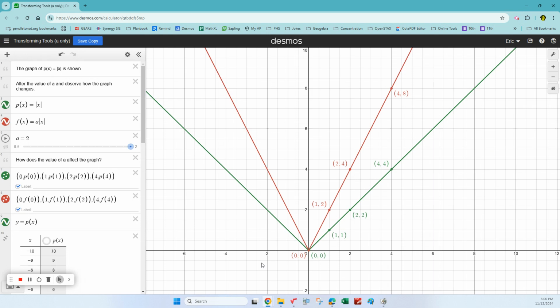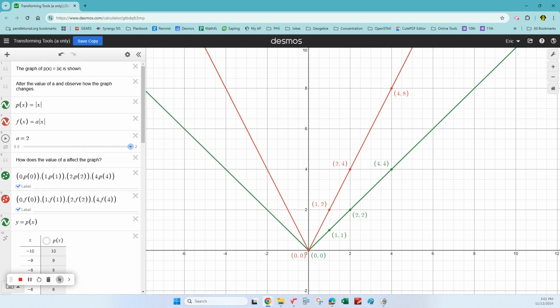And look at the ordered pairs. They tell a story here. With my normal green parent graph, if I started at the origin and I wanted to tell an ant how to get to another point on my green parent graph, there's a bunch of different things I could tell him. I could say walk 1 to the right and 1 up. I could say walk 2 to the right and then walk up vertically 2. Walk 4 to the right and walk up vertically 4.